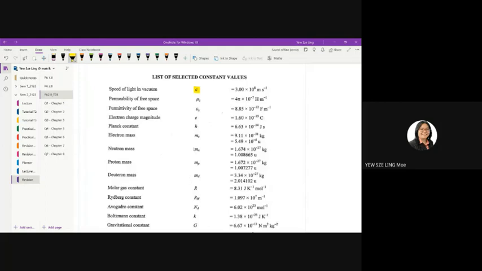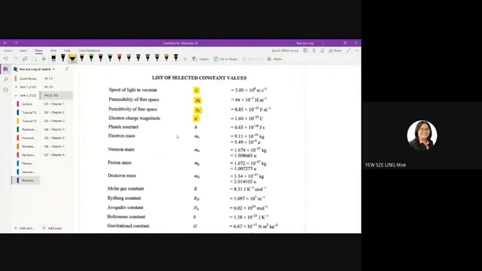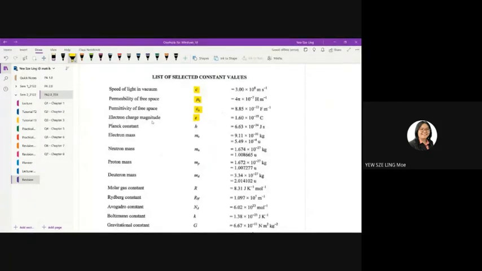So you need the speed of light in vacuum, and then you have the permeability of free space, mu naught, and epsilon naught. Those are the constants that you're going to use. Now in your list of constants, this one is the electron charge magnitude. Sometimes in the exam they write it as elementary charge magnitude. Actually they are both the same. The electron charge magnitude is 1.6 times 10 to the power of negative 19.